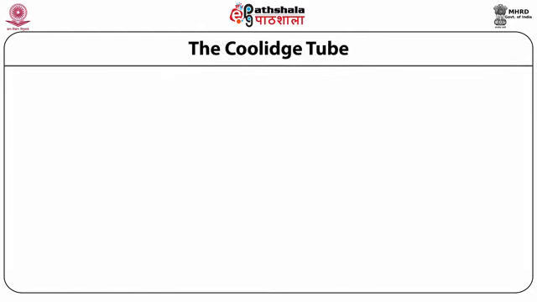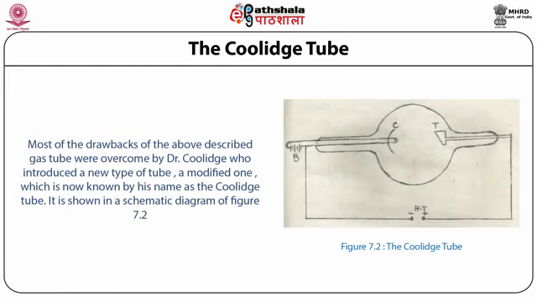The Coolidge tube. Most of the drawbacks of the already described gas tube were overcome by Dr. Coolidge, who introduced a new type of tube, a modified one, which is now known by his name as the Coolidge tube. It is shown in the schematic diagram of figure 7.2.